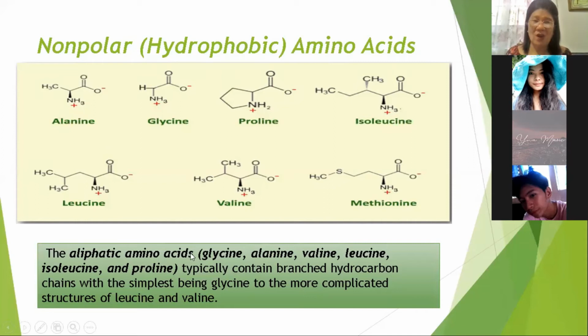Okay. So, why? What makes it hydrophobic? Because ang R group niya is having hydrocarbon chains. What hydrocarbon? C, then another C. Pero ang pinaka-simplest is the glycine, and sunod is the alanine. The rest na siya carbon chain. That's non-polar hydrophobic. Next, aromatic.